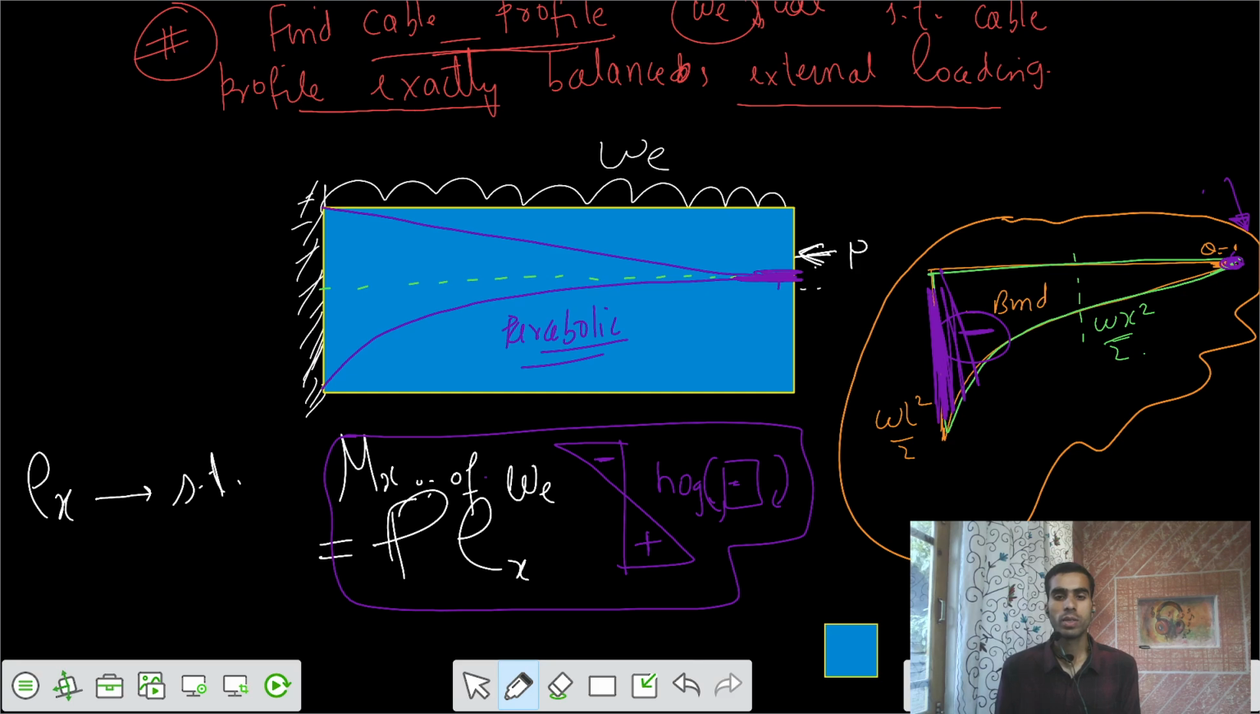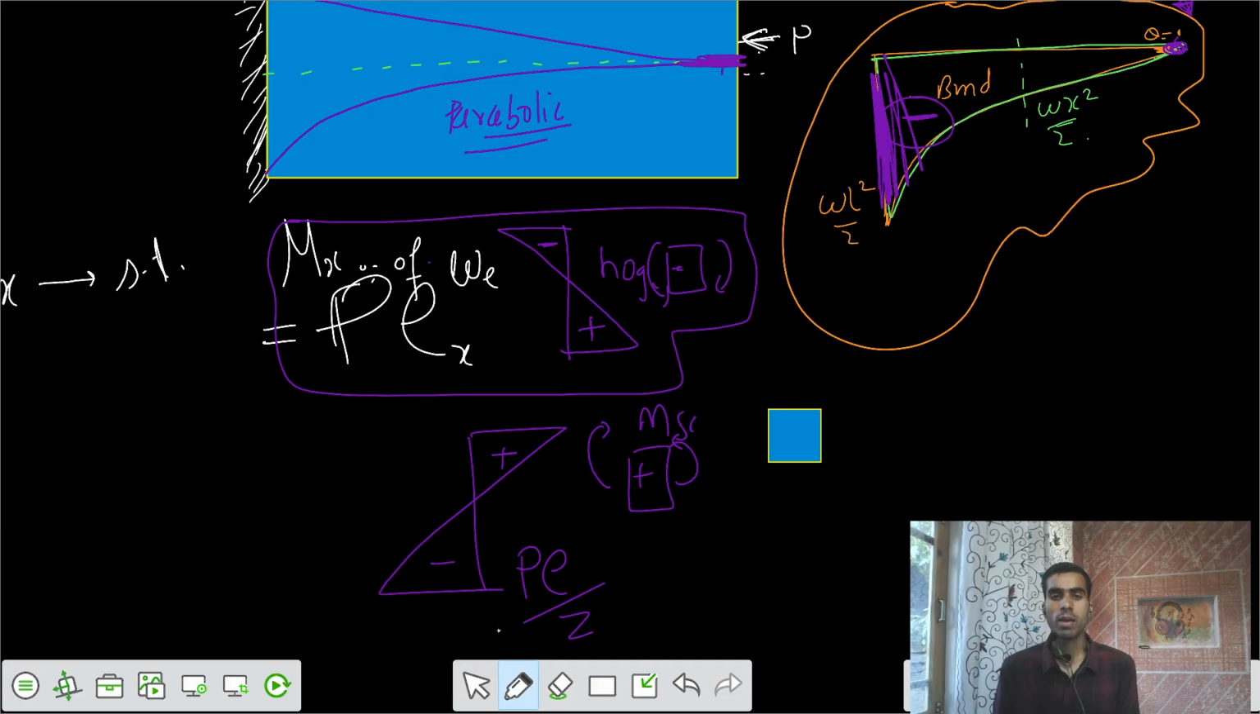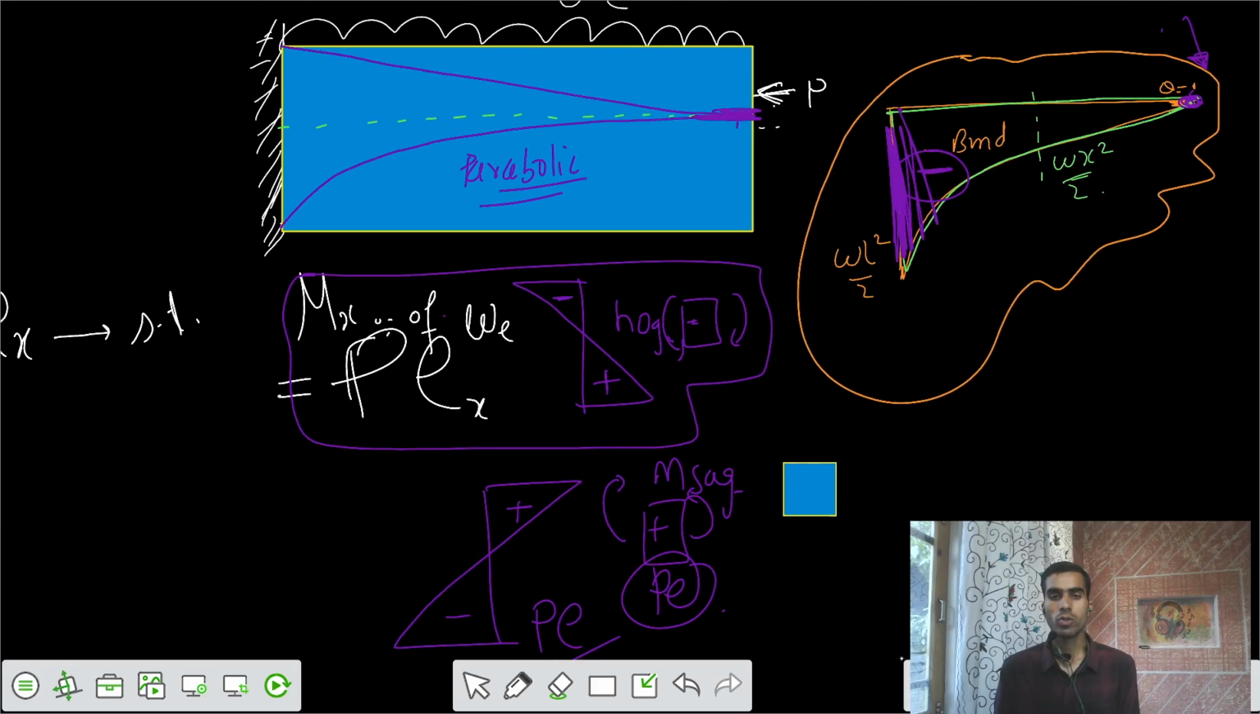I want stresses to be 0. That means my stress diagrams should be in this fashion. That's some PE by Z. Bottom should be tensile, top compressive, such that I have to apply the moment in a clockwise manner. So sagging moment should be developed because of the PE. So how should be the profile?